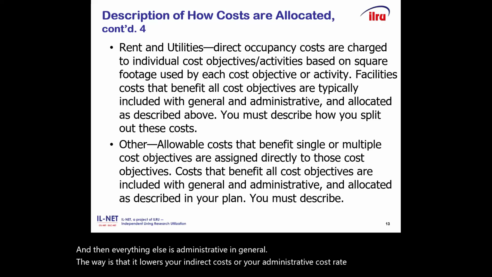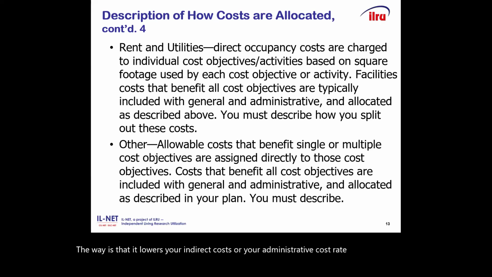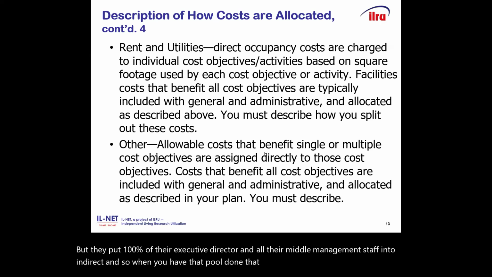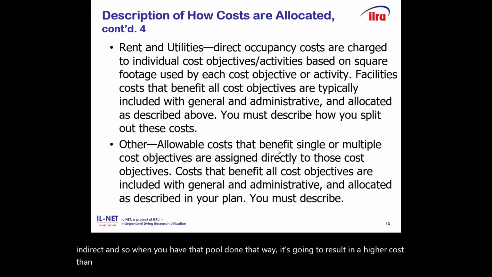The same was true with salaries. If you don't split out your executive director's salary to direct and indirect and you make it all indirect, then you're going to have a higher indirect rate. I knew one center whose indirect rate was over 50%. But they put 100% of their executive director and all their middle management staff into indirect. And so when you have that pool done that way, it's going to result in a higher cost than if you split out direct and indirect.